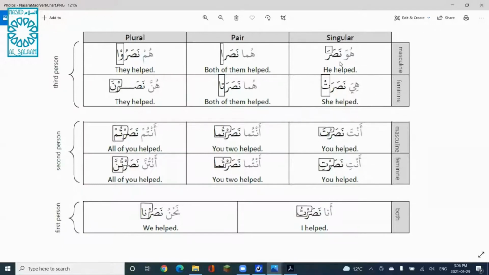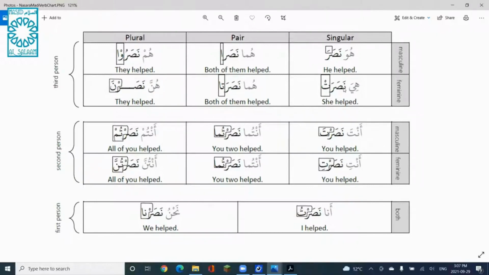It is hidden. Hidden in what? Nasara. When we say nasara, basically we know that there is huma there. But the huma is replaced by just an alif. So we don't say huma nasara, we just say nasara. And when we take the nasaru, we know that hum is there, but we don't include the whole thing. We only take the waw and the alif.